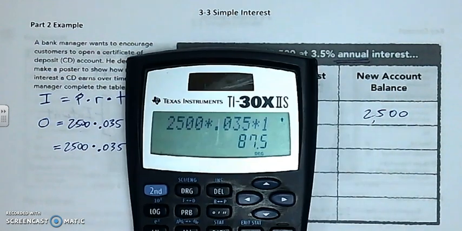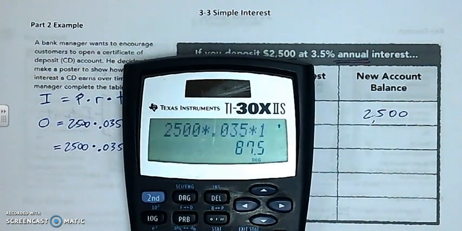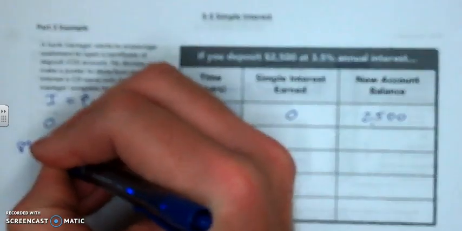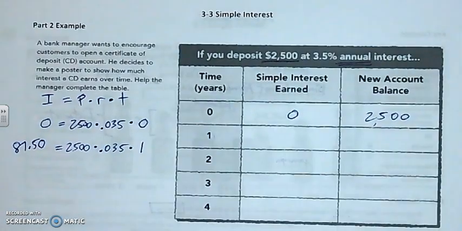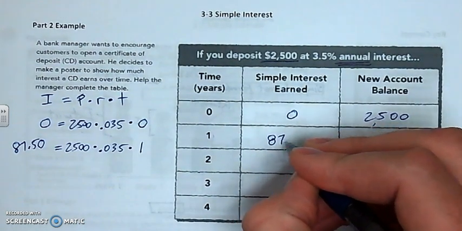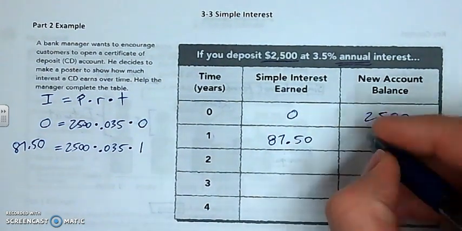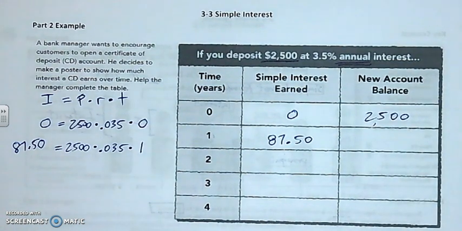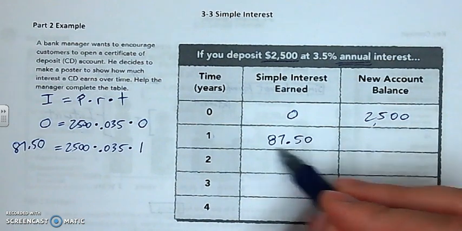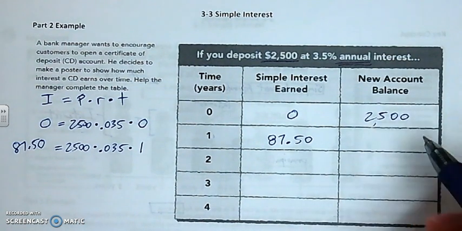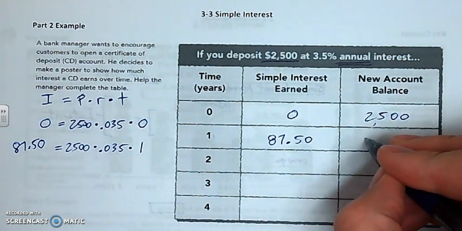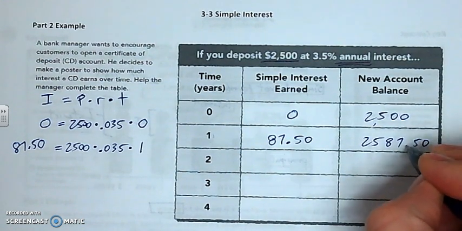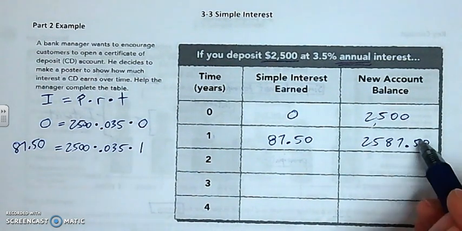87.5. And if we do that in dollars and cents, let's make sense of that. That's $87.50, right? So that's the interest that we will have earned after 1 year, $87.50. But what's our new account balance going to be? Very good. You're going to need to add the interest to the original account balance, right? So now we have 2,587.5. All right. So this is our new account balance.